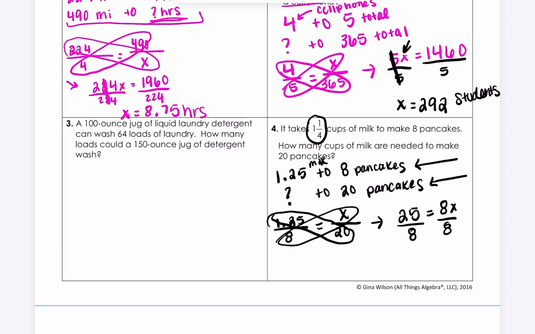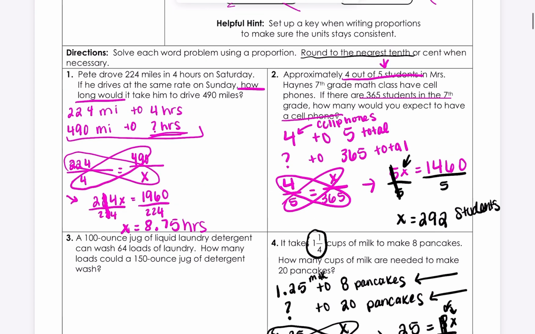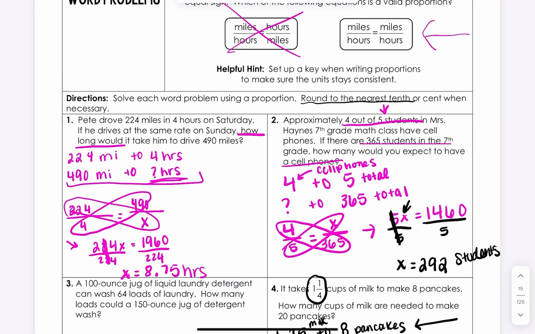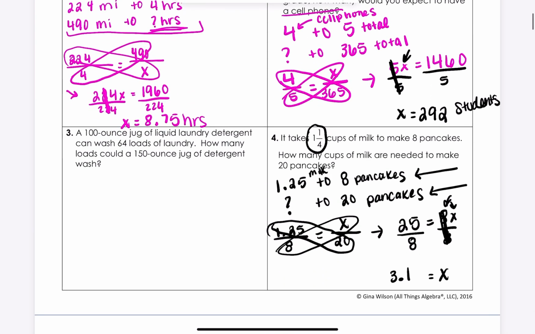Once again, if you're confused on what a coefficient is, it's the number next to the variable, okay? So 8 divided by 8, that's 1, which is the same thing as just x is equal to, and when I divide 25 divided by 8, I get 3.1. And the reason I'm leaving it at 3.1 is because it says round to the nearest tenths. Our label here would be cups because we're talking about cups of milk.